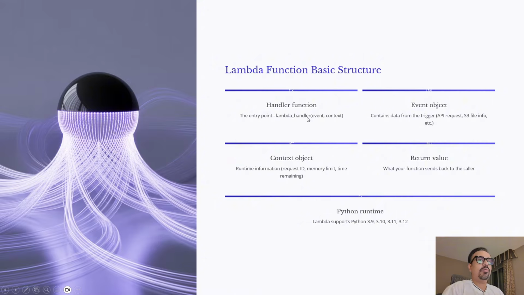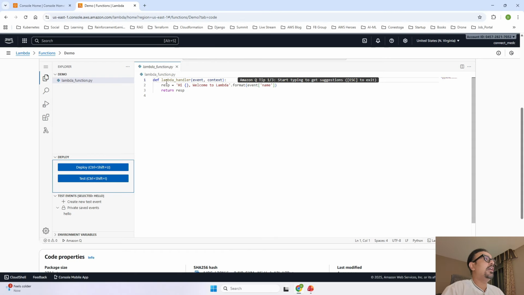Now let's talk about what exactly I was showing. There is a handler function. What exactly is the handler function? Every Lambda starts with the handler function, which is the entry point of your code. In Python, it's usually defined as lambda_handler, which you can see over here, lambda_handler.